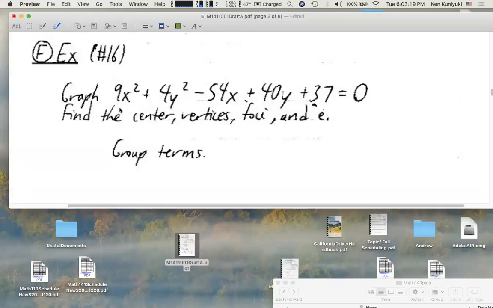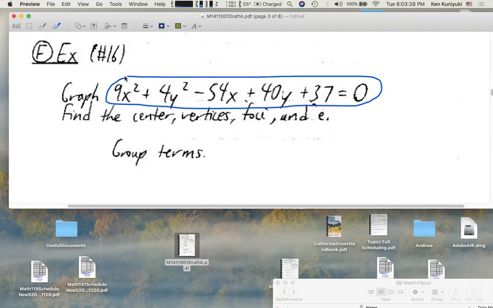Hi, everyone. I claim that this here is the equation of an ellipse. Let's put this in standard form and analyze the ellipse. Graph 9x squared plus 4y squared.